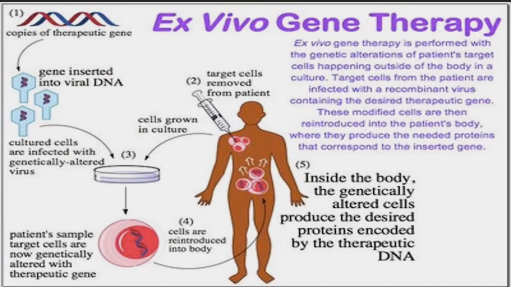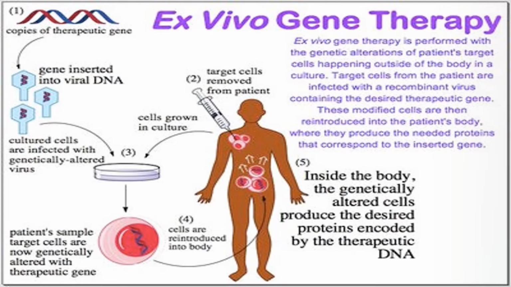Ex vivo gene therapy is performed with the genetic alterations of the patient's target cells happening outside of the body. In a culture, target cells from the patient are infected with a recombinant virus containing the desired therapeutic gene. These modified cells are then reintroduced into the patient's body, where they produce the needed proteins that correspond to the inserted gene. Number 1, copies of the therapeutic gene are inserted into the viral DNA.